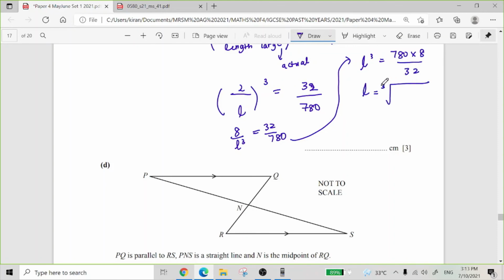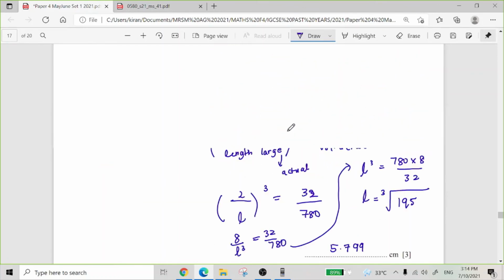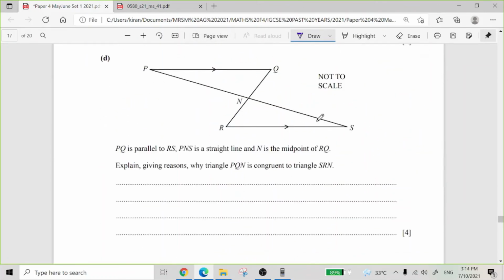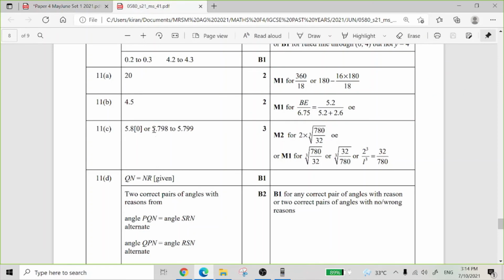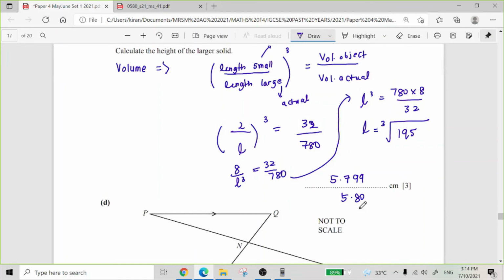We take the cube root. Okay, 780 times 8 divided by 32, so 195. Cube root of 195, so we get 5.799. Okay, we want 3 significant figures, so we take 5.80. Okay, 5.80. So look at the answer here. See, this is accepted. Okay, that is for volume.